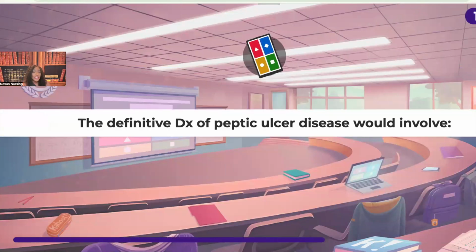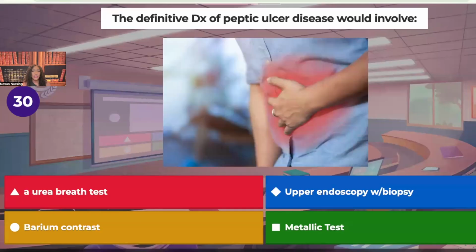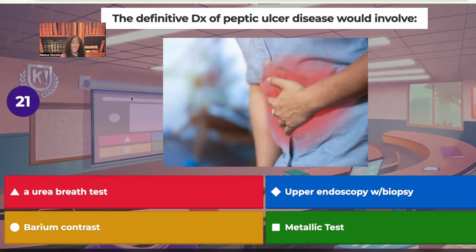The definitive diagnosis of peptic ulcer disease would involve what? Would it be a urea breath test? Would it be an upper endoscopy with a biopsy? Would it be a barium contrast? Or would it be a metallic test?